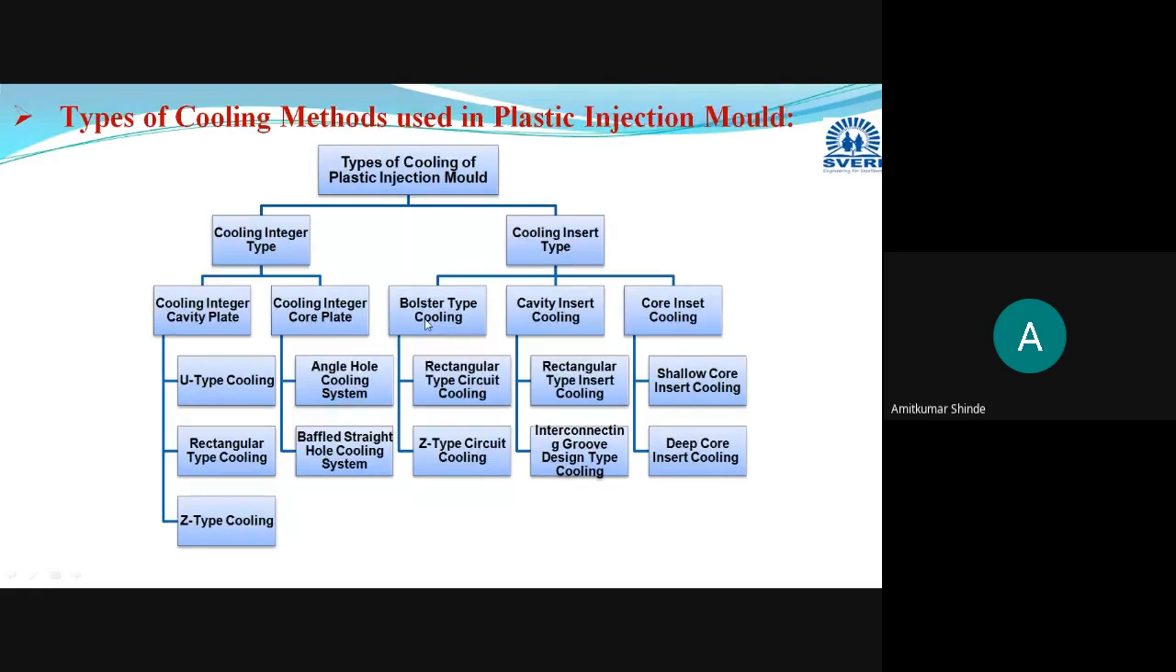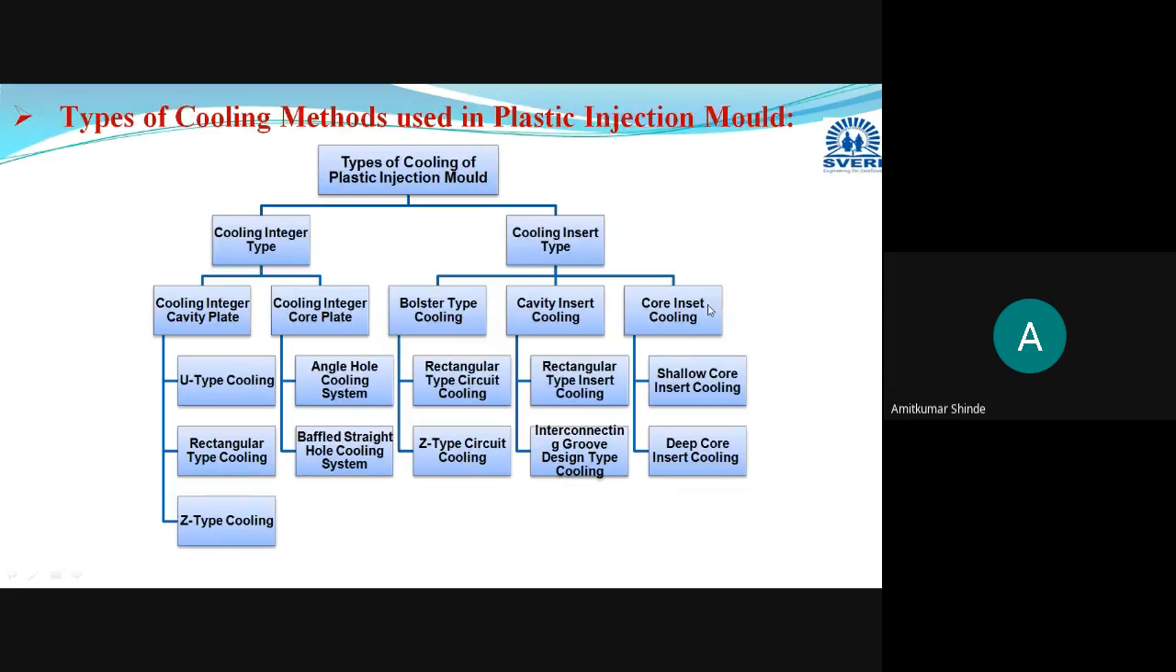Then cooling insert type is classified in three subtypes: bolster type cooling, or it is also known as supporting plate type cooling. And depending on the circuits used, path of that circuit, it is classified in two types: rectangular type circuit cooling and Z type circuit cooling. Then cavity insert cooling, it is classified in two types depending on the flow of the working fluid, as a rectangular type and interconnecting groove design type.